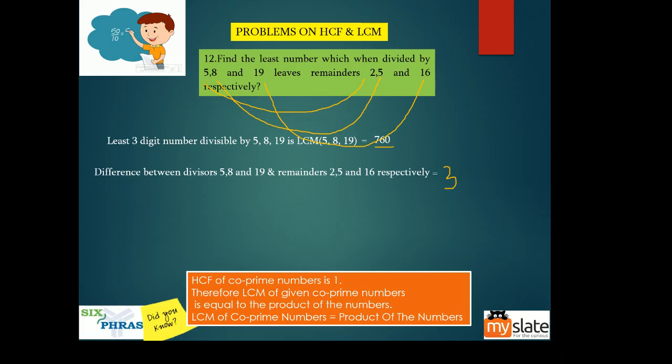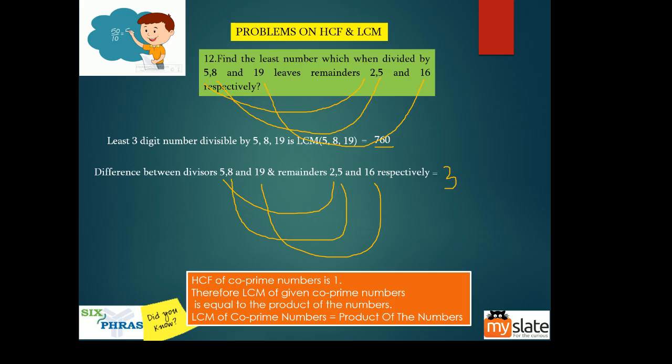Now why do I say it is 3? What is 5 minus 2, guys? 3. What is 8 minus 5? 3. What is 19 minus 16? 3. So in all these problems, the difference between divisors and remainders will always be the same. So you need not worry about it being different.